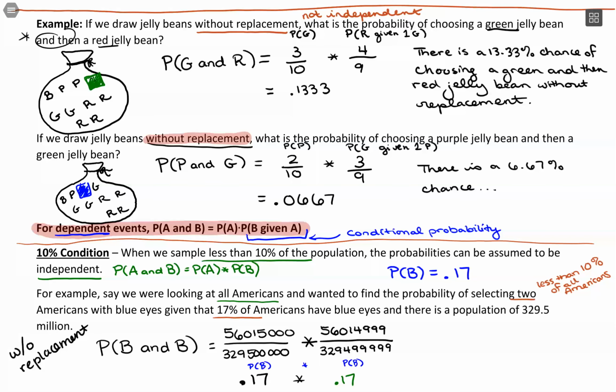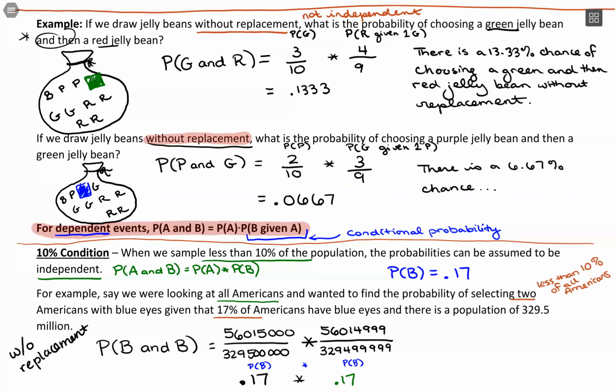Because we have such a large population and we're looking at such a small portion of that population, that fraction's going to stay at 17% each time we select blue eyes. So with that, we don't really need to think as we did with the jelly beans about how these fractions dramatically change, because there we had such a small population and we were taking a larger portion of it.